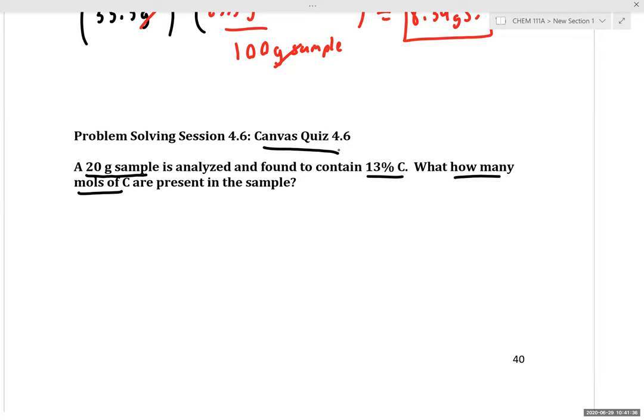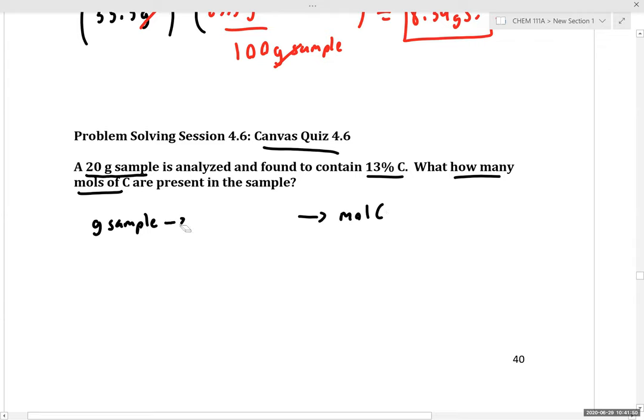Okay, so let's discuss this example. We have a 20 gram sample, so we're going from the grams of sample, and we're trying to figure out the moles of carbon. So what is our intermediate unit between the grams of sample and the moles of carbon? What are we going to calculate in this middle portion here?